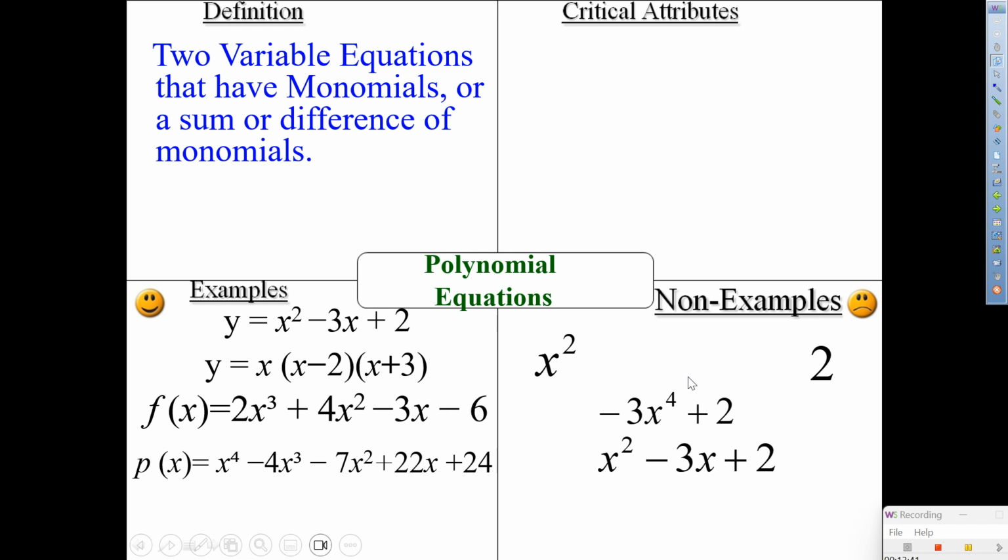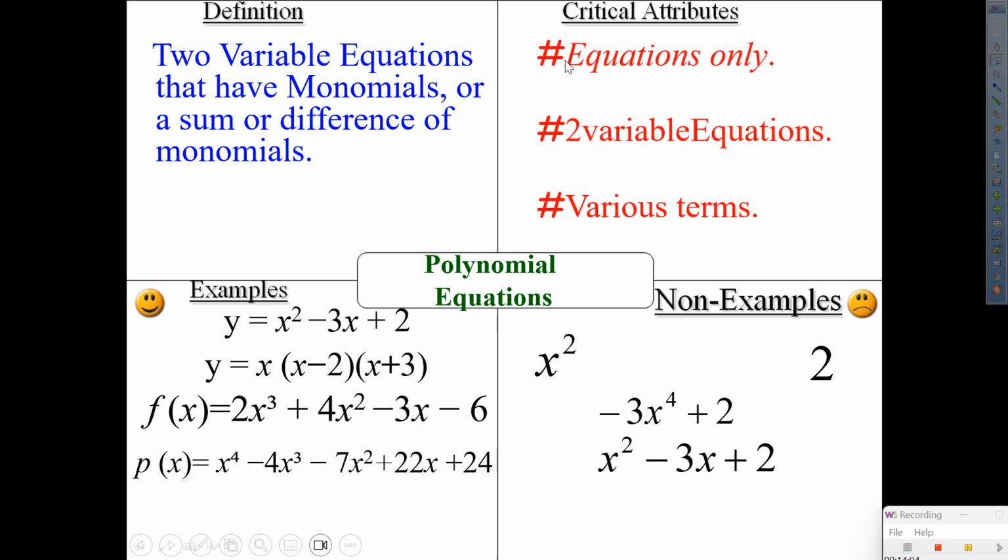Because they only have one variable, okay? And what else? It's not an equation, that is correct. So what makes a polynomial equation? Equations only. Two variable equations. Various terms. Write that down.